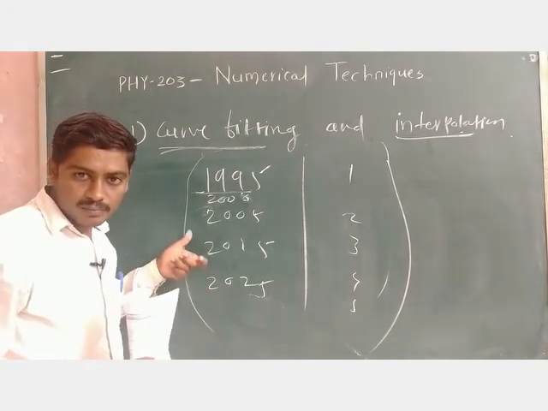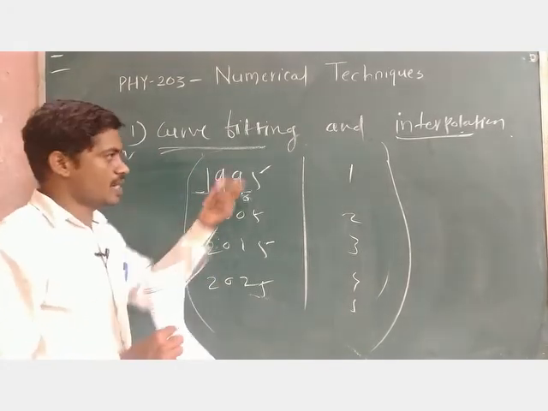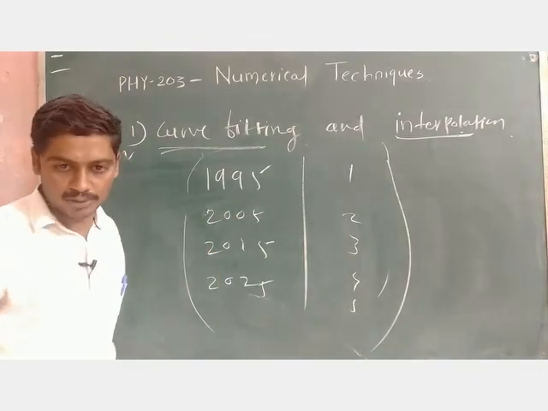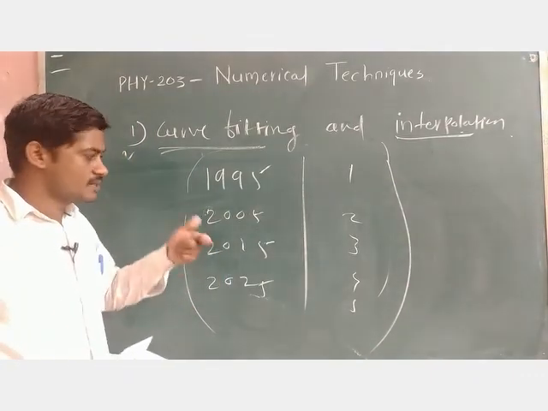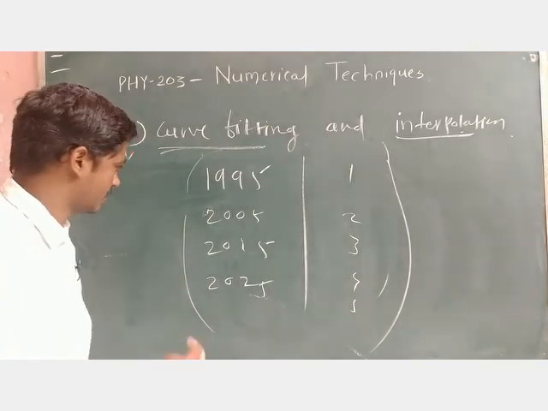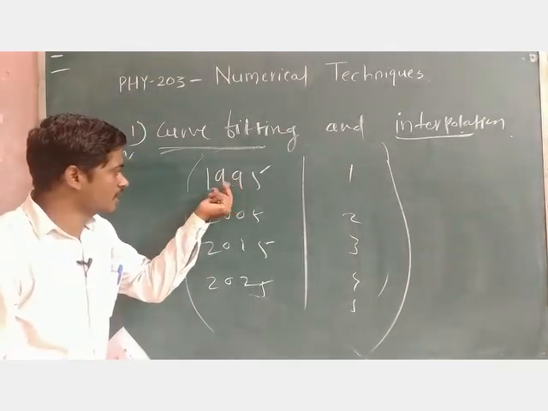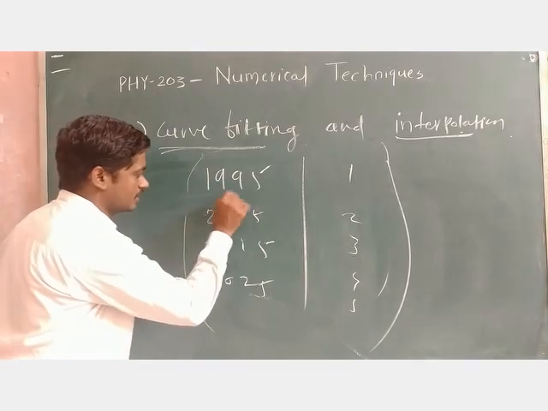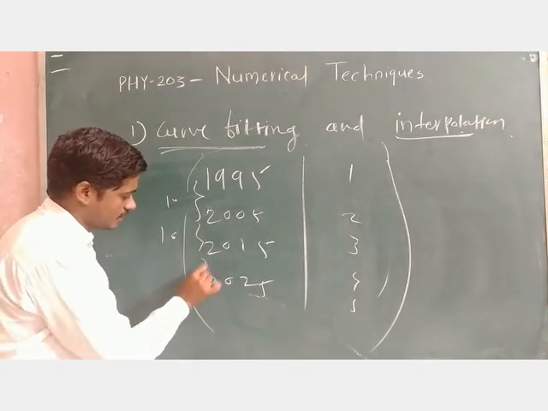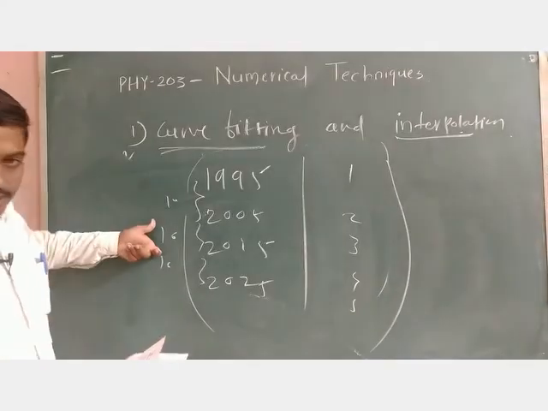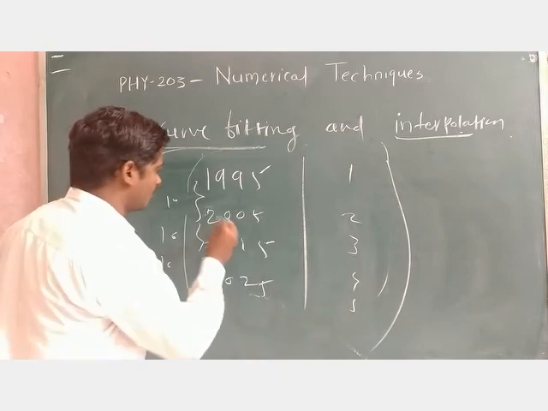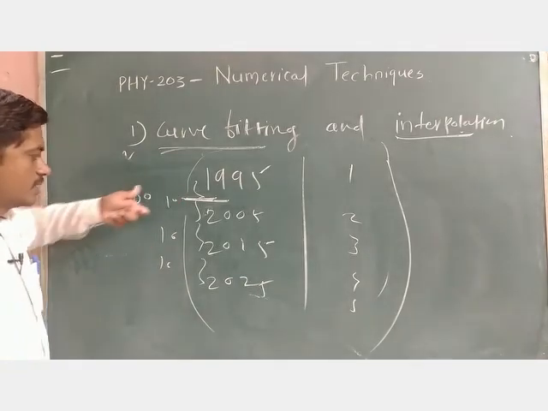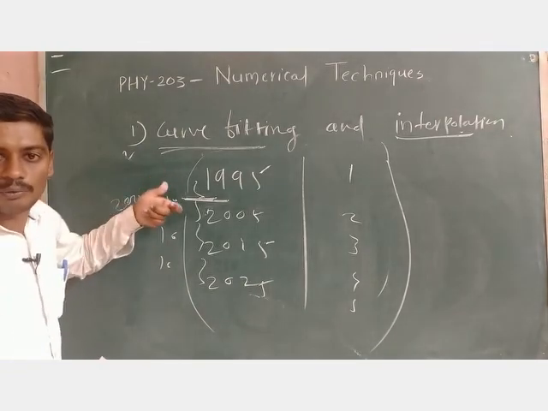So finding out the unknown values from the given set of values is known as interpolation. In interpolation we are going to discuss the Newton forward formula, Newton backward formula, then central difference, and then again for non-equal intervals. Here, for the given data 1995, 2005, 2015, 2025, all these are of equal interval. That means the interval between these two is 10, this to this is 10, and this to this is 10. So these are equal intervals. Therefore, for equal intervals, if you want to find out the population in year 2000, then we use the Newton forward difference formula.